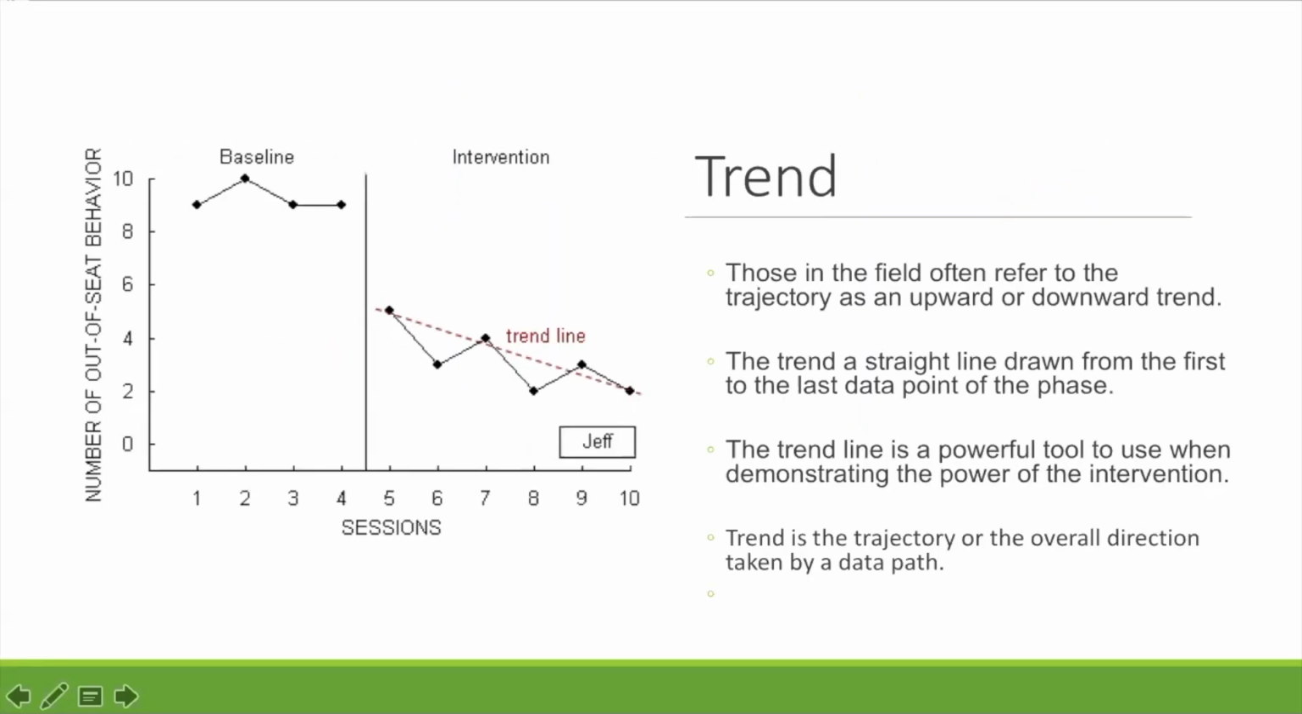In the world of data analysis, trend is one of the most important tools we use to interpret a graph. Trend is the trajectory or the overall direction taken by a data path. The way in which you find the trend is you connect the first and the last data point of the data set. People will typically say that an upward trend or a downward trend is being displayed when they're describing a graph. Trend is also used to determine the strength of an intervention. If the slope of the line is steep, then the intervention is working much more effectively.